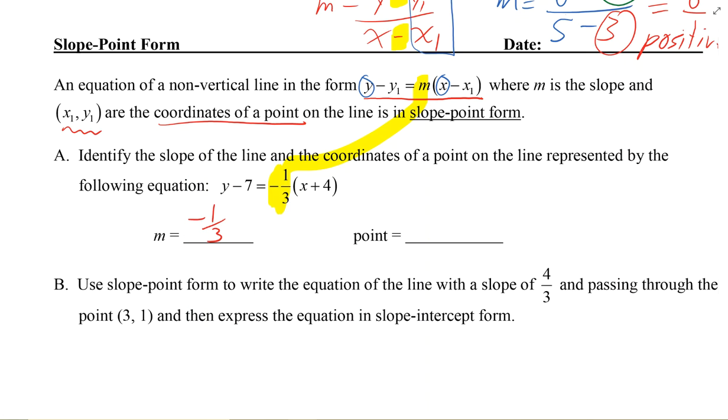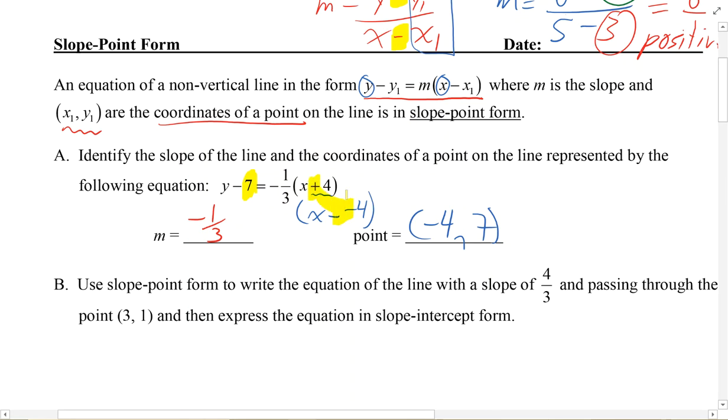Now, what's the point? Well, here's our y value. It's 7. Okay, it's in the y location. But we just finished talking about it. How would we get this plus 4? Really, it's x minus -4. And so we have to know that and tell the people that the point's -4. Okay, that's the biggest issue with this sucker. Any questions?